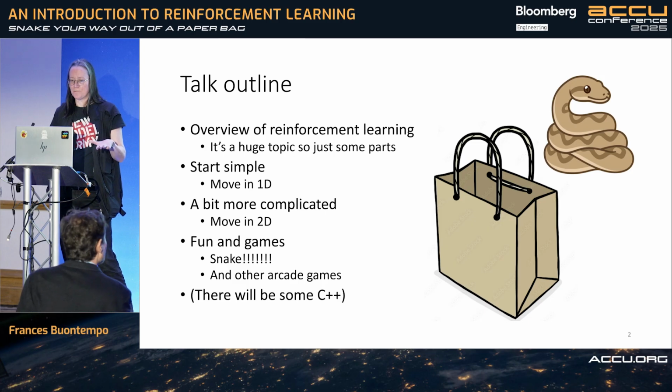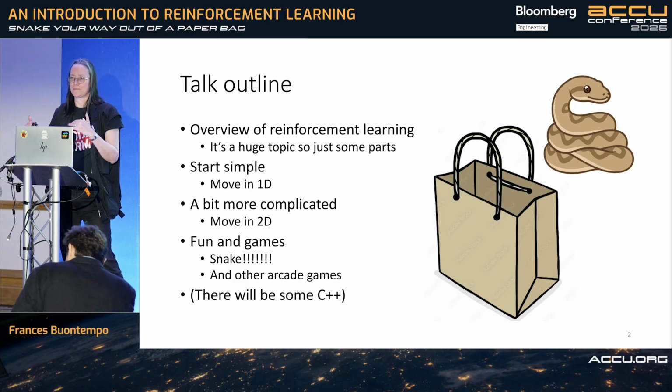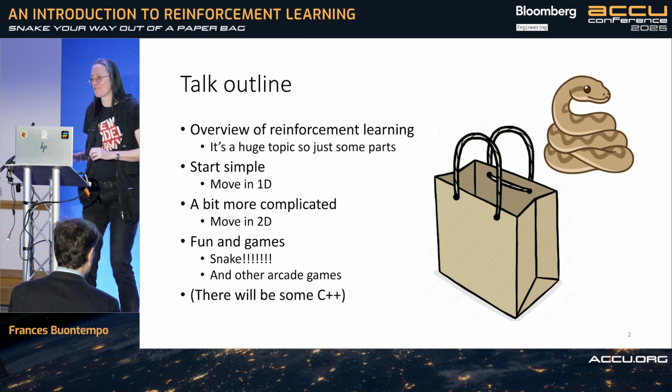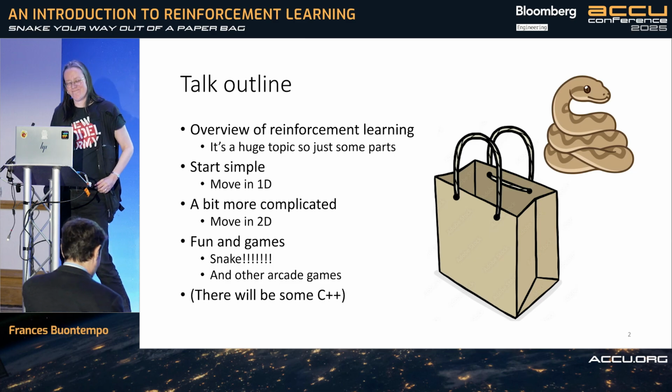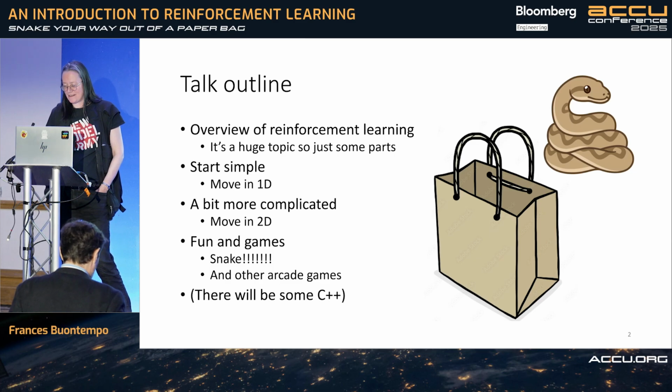I'm going to start simple. We're just going to move in one dimension, so we just go left or right to begin with. Then we're moving to 2 dimensions. One day, I'll do something that involves 3 dimensions, but that's not happening today. And we'll end up with a game of Snake, which my computer will play. I'm going to do the code in C++ because I'm also using this as an excuse to practice some C++. Other languages are available.